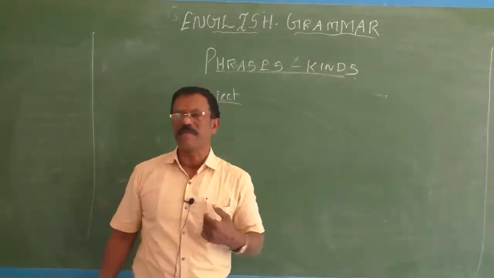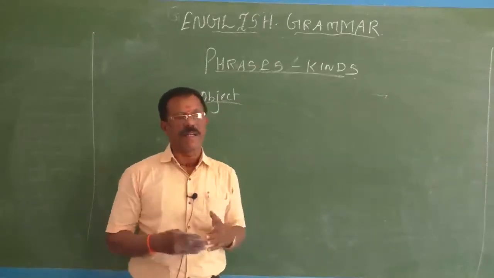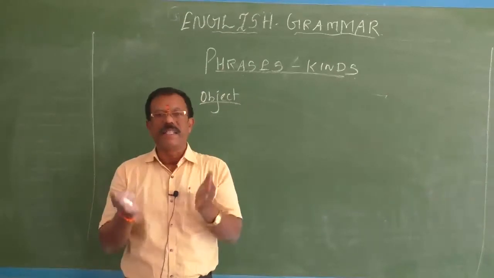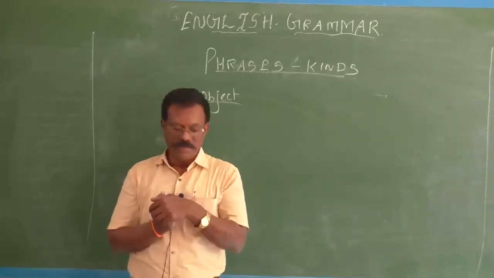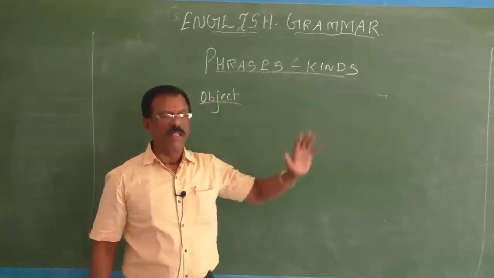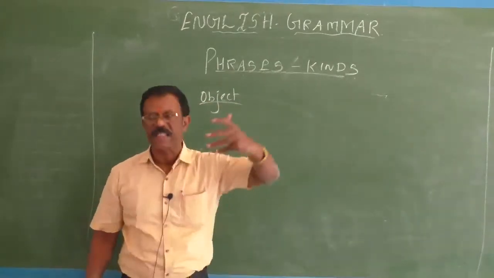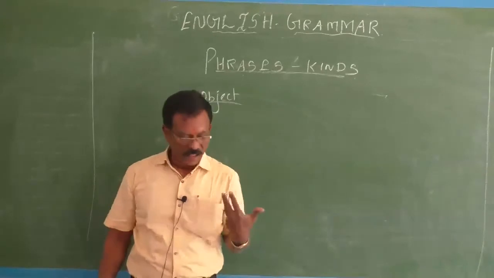Subject is the doer of the action. Object is the receiver of the action. Or object is the one which is affected by the action of the subject. That's called an object. Here a whole noun can be used as an object. In the same way, if a phrase does the function of an object, then it is called a noun phrase.